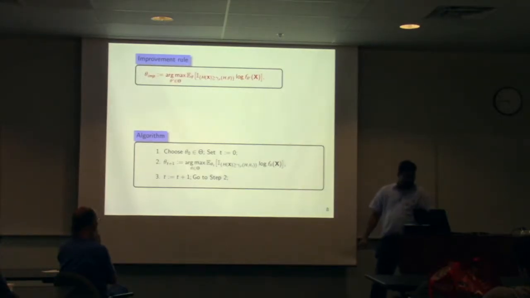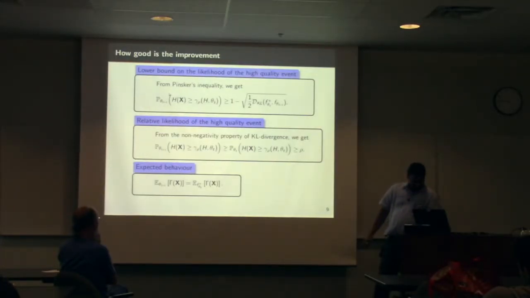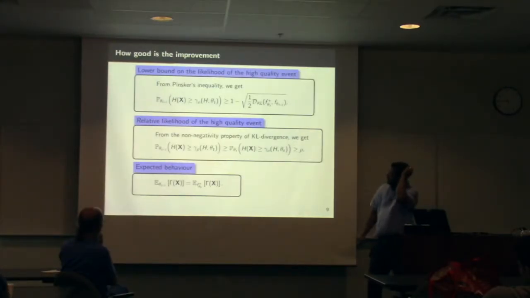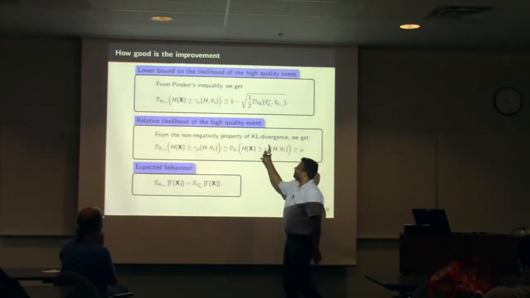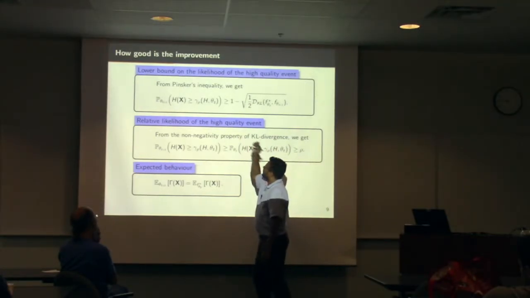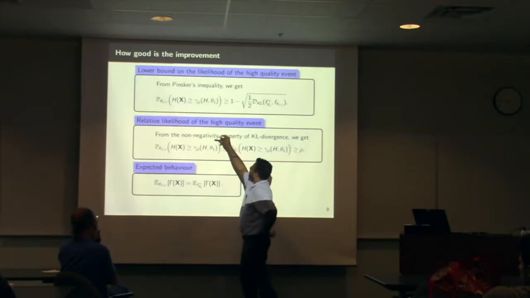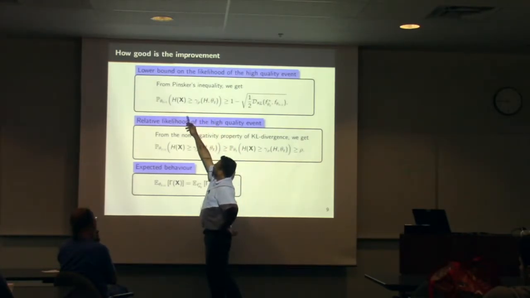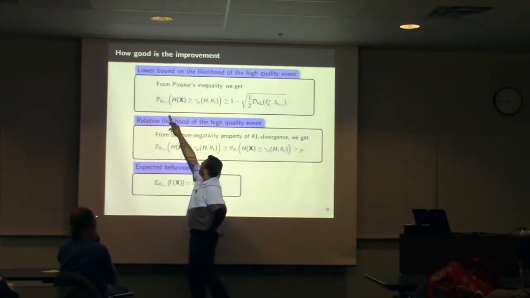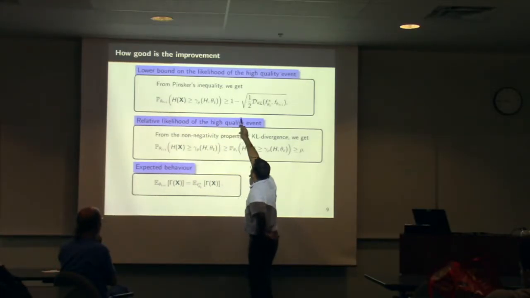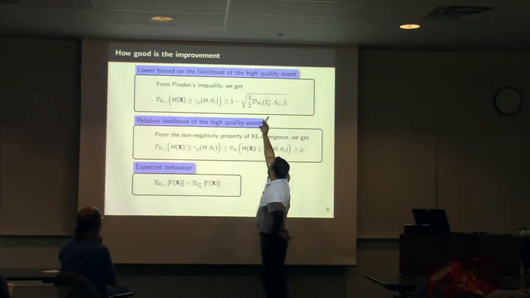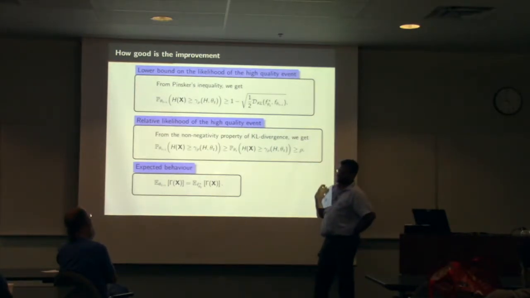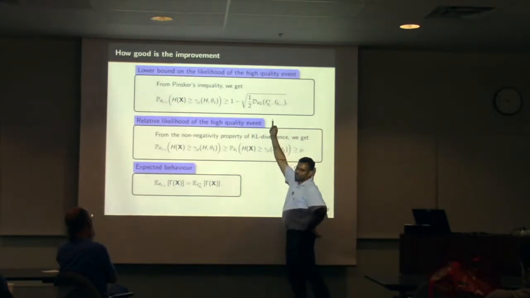So this is okay. So this is sorry. Yeah, this is the algorithm. So the next one is how good is the improvement. So if you directly apply the Pinsker inequality, you have theta, you have the high quality threshold, and this is the high quality region. So the probability of the next one, how good it is, it says that it is 1 minus the approximation error. So it depends on what is the space you are projecting to.